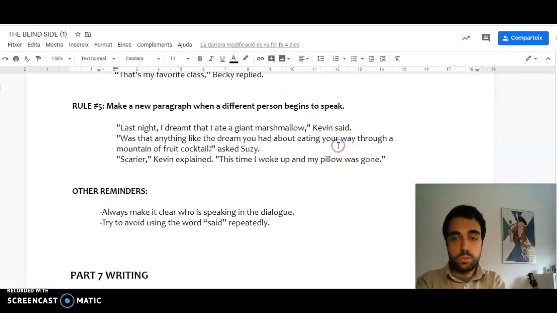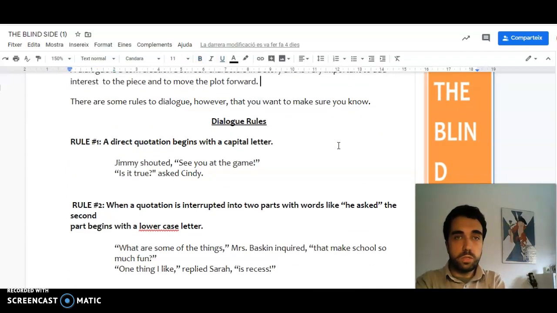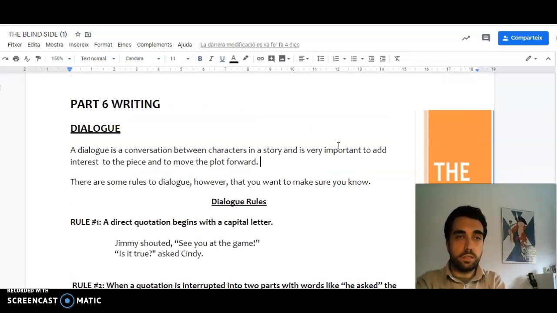If we go to the worksheet of The Blind Side, and you have a look at the dialogue, part 6, right? It says that the dialogue is a conversation between characters in a story, and it is very important to add interest to the piece and to move the plot forward. There are some rules to dialogue, however, that you want to make sure you know. Yes, so before writing, please make sure you know the rules. Yes, it will be easier for you, and then you will learn how to do it. It's easy, it's not difficult, but you have to follow these rules.